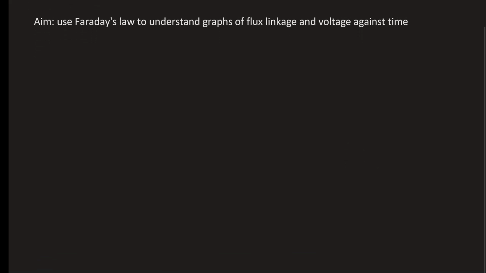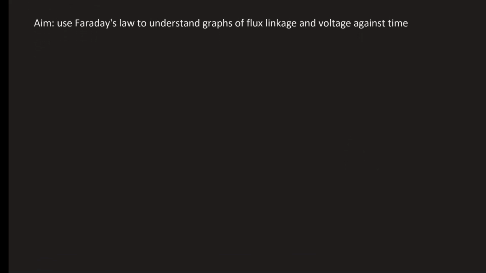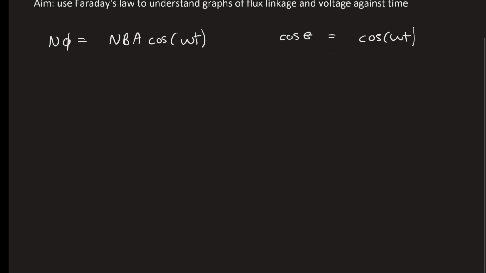So first we should try to plot out a flux linkage against time graph. To do that, we'll need an equation for flux linkage in terms of time. Previously, we've seen for a rotating coil that NΦ is equal to NBA cos ωt. Often we write cos θ, but we established in the last video that we should write ωt. Let's sketch this graph out.